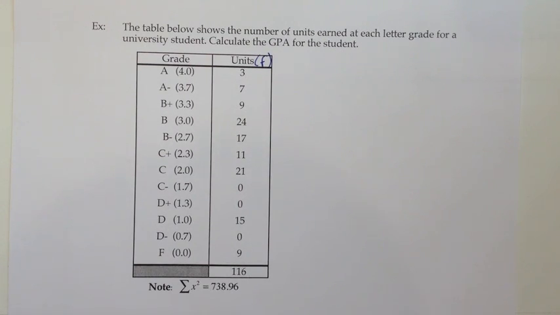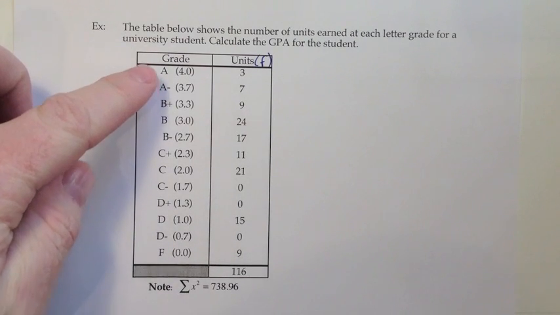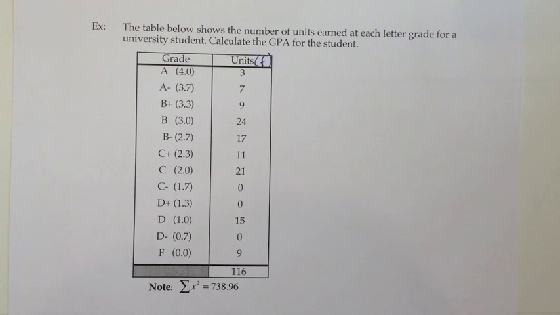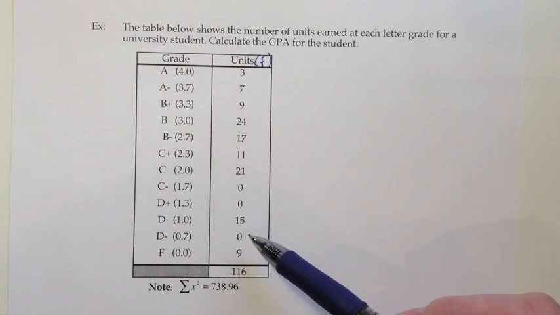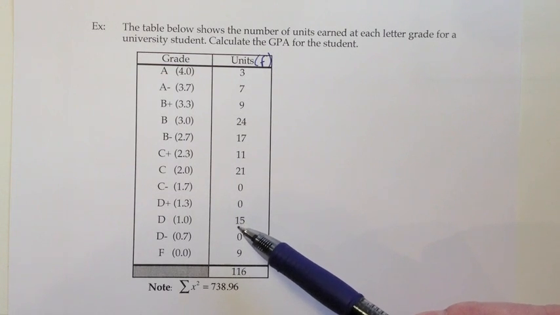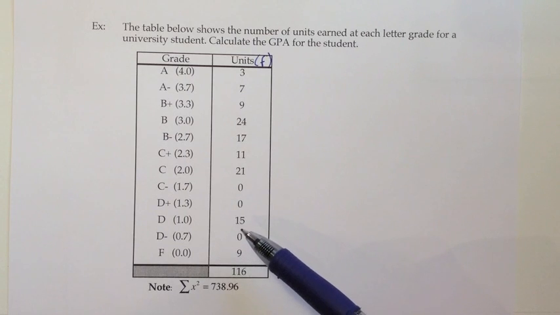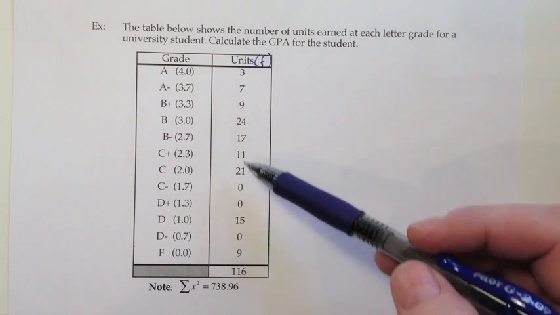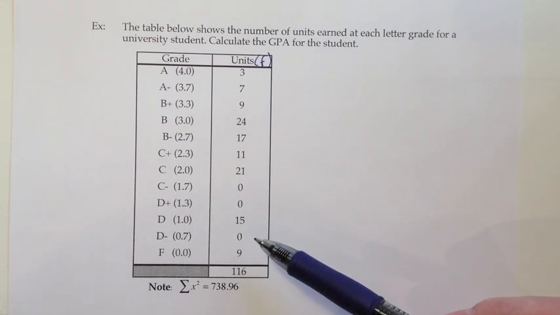So the table below shows the number of units earned at each letter grade for a university student. Calculate the GPA for the student. So I'm going to want to enter this data in, both the number of grade points that you earn for the letter grade that you get, and then also the number of units to weight that, because if you get an A in a statistics class, which is 4 units, and you get a C in your PE class, which is typically 1 unit, those don't balance out to the B. If the stat class is 4 units, it counts 4 times as much, so we want to make sure we weight that with the units, and I'll show you how to do that on the calculator.